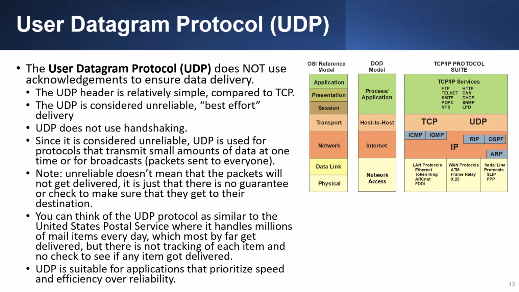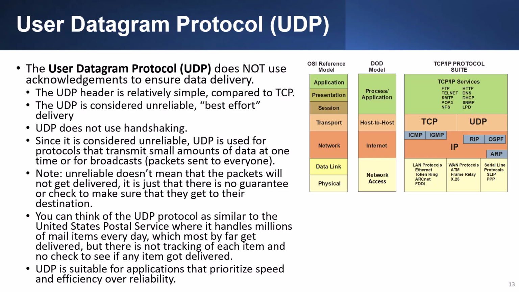The User Datagram Protocol, or UDP, does not use acknowledgments to ensure data delivery. The UDP header is relatively simple compared to TCP. The UDP is considered unreliable best effort delivery, and UDP does not use handshaking. Since it's considered unreliable, UDP is used for protocols that transmit small amounts of data at one time or for broadcasts where packets are sent to everyone. Note, unreliable doesn't mean that the packets will not get delivered. It's just that there is no guarantee or check to make sure they get to their destination.